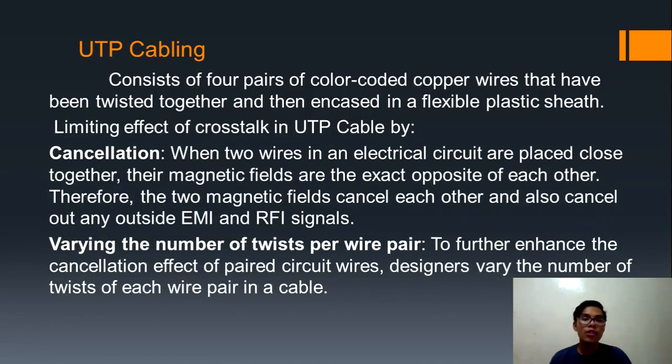UTP cabling consists of four pairs of color-coded copper wires that have been twisted together and then encased in a flexible plastic sheath. Limiting the effect of crosstalk in UTP cable by cancellation: when two wires in an electrical circuit are placed close together, their magnetic fields are the exact opposite of each other. Therefore, the two magnetic fields cancel each other and also cancel out any outside EMI and RFI signals. Varying the number of twists per wire pair: to further enhance the cancellation effect of paired circuit wires, designers vary the number of twists of each wire pair in a cable.